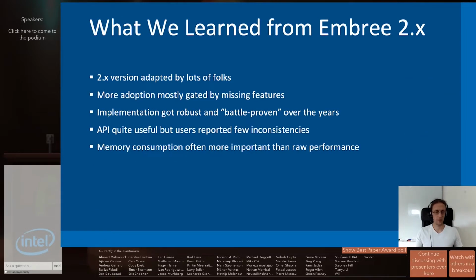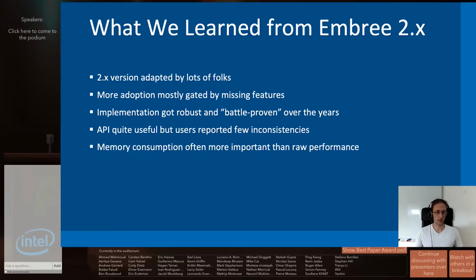So very briefly, what we learned from Embree 2.0. The good thing is 2.x got adopted by lots of folks, and people who couldn't adopt it were mostly gated by missing features. So their favorite feature XYZ was not supported by Embree, but as soon as we would support them, they were willing to adopt it. And one very important thing is that because so many people adopted it, they reported a lot of bugs, obviously, because for professional rendering, you have a very high probability to run into every possible corner case. So over time, the implementation got more robust and battle proven.